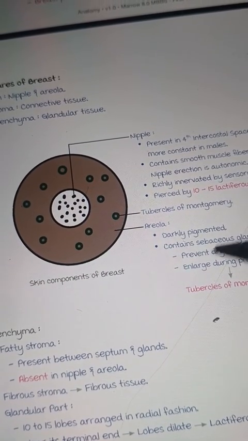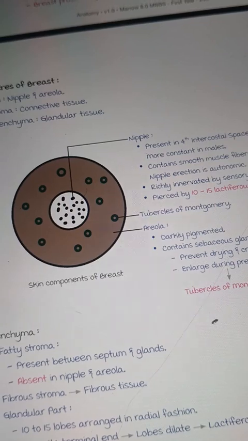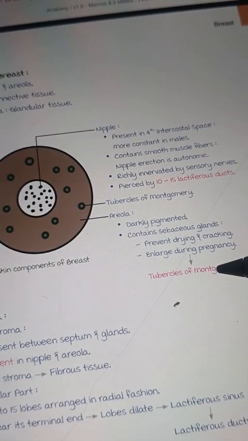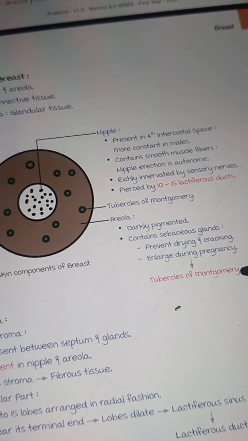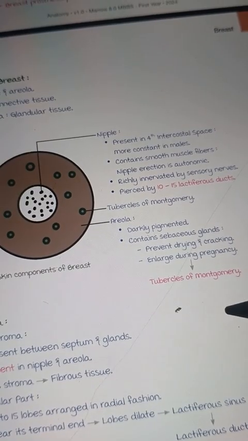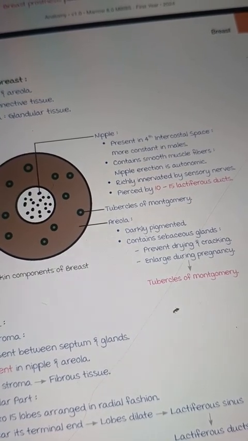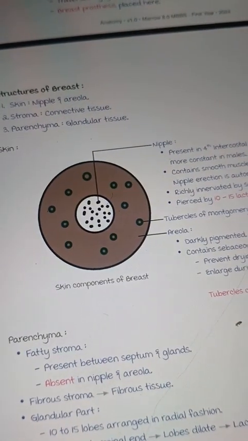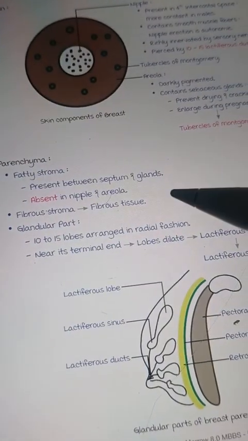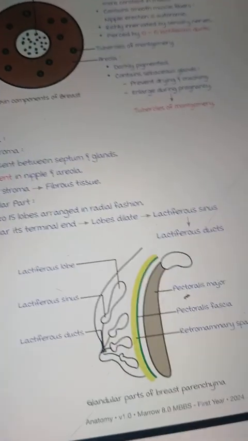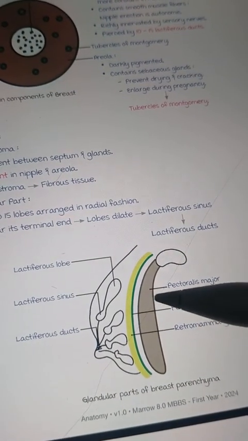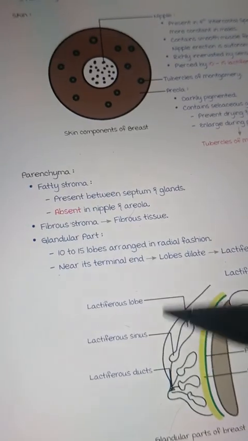Then there's the areola, that is a blackish area around the nipple, darkly pigmented, and it consists of sebaceous glands that prevent drying and cracking, and it enlarges during pregnancy. And it also contains the tubercles of Montgomery. Now next what we have is the parenchyma. As we see this pectoralis major, pectoral fascia, then this is the parenchyma.